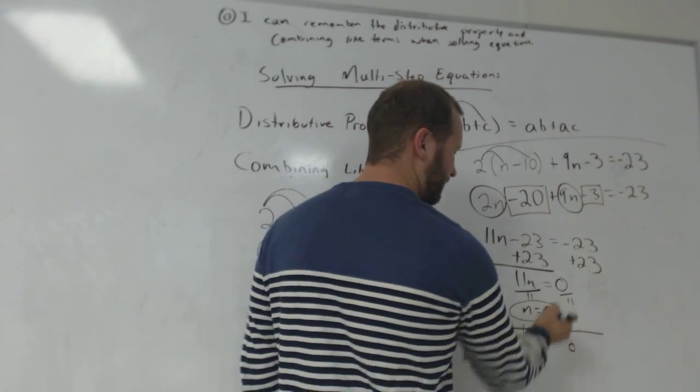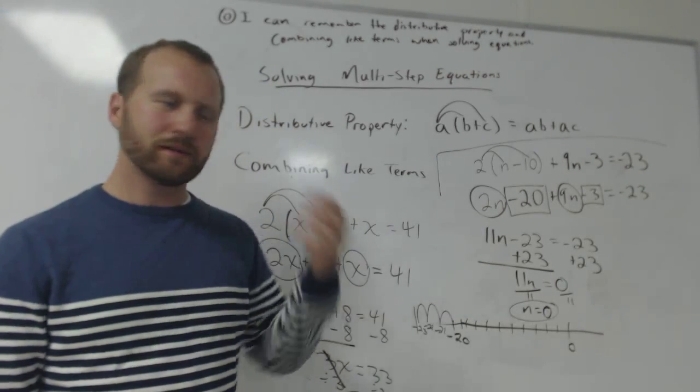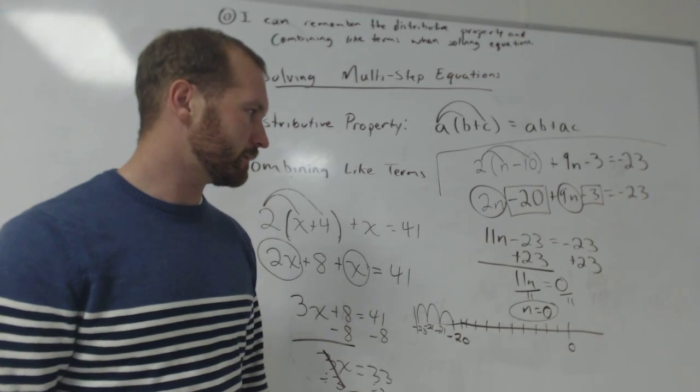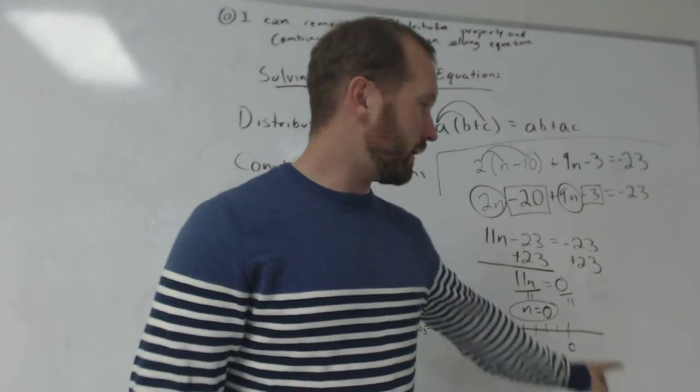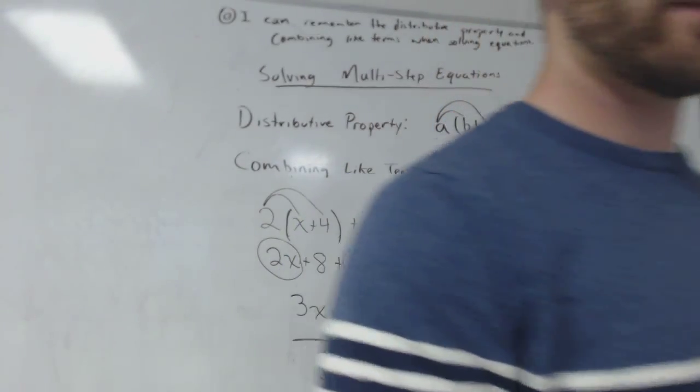N equals 0. Can I have 0 as an answer? Yeah. Zero's a number. So n equals 0. Could you just write n is 0?